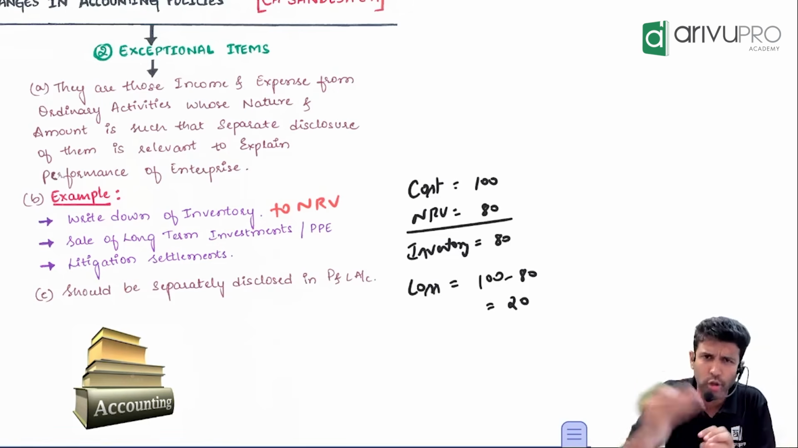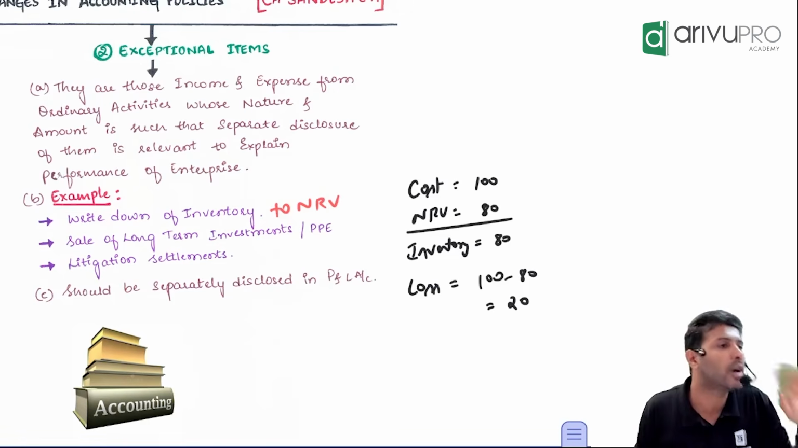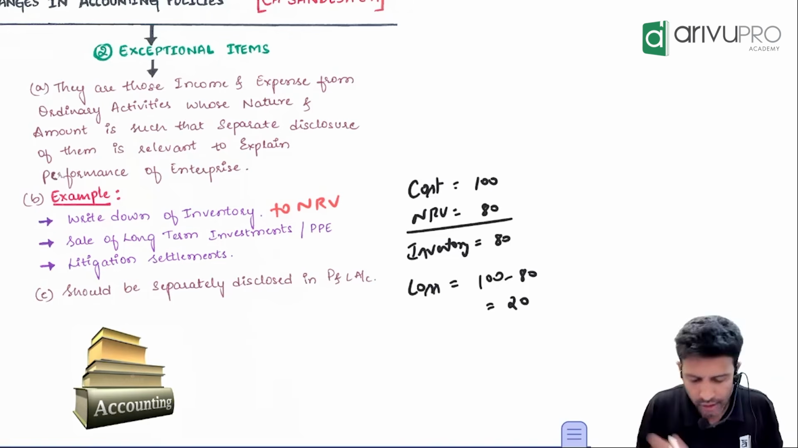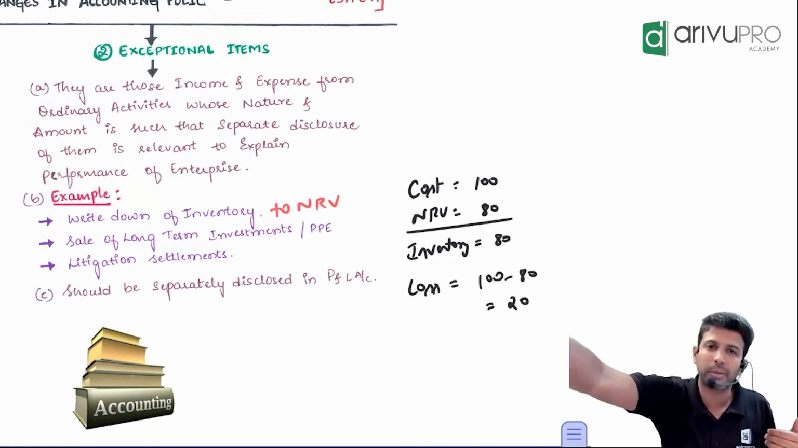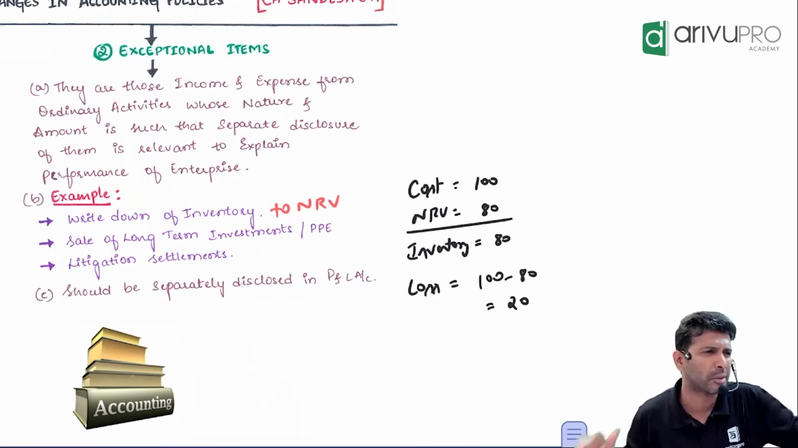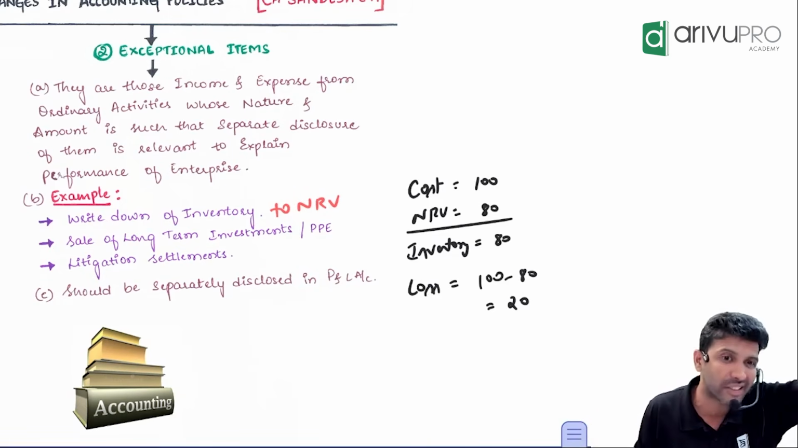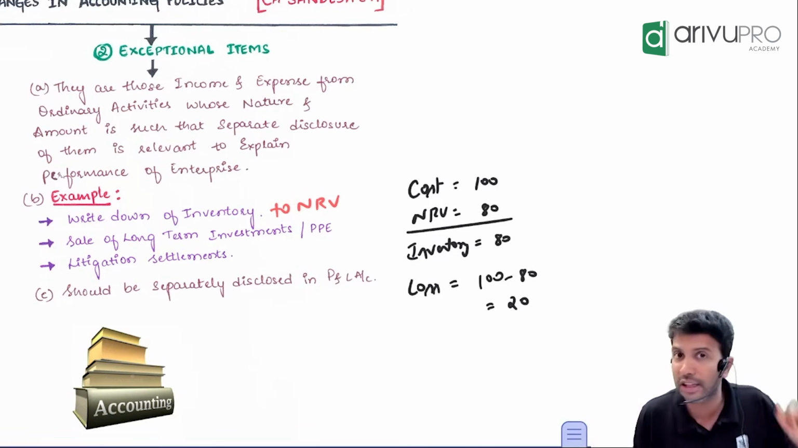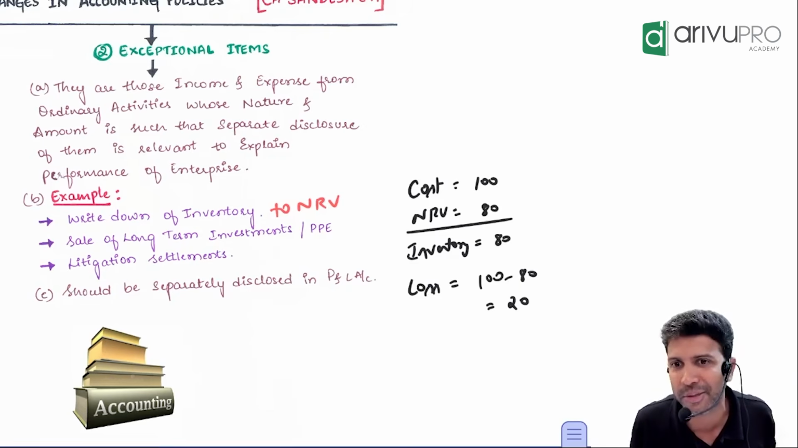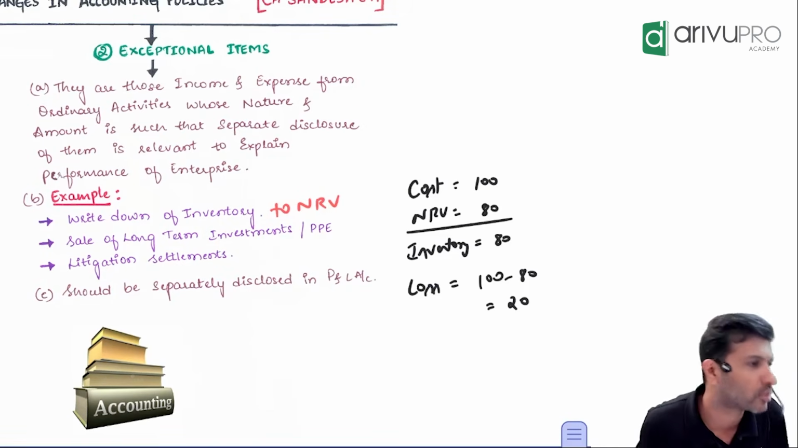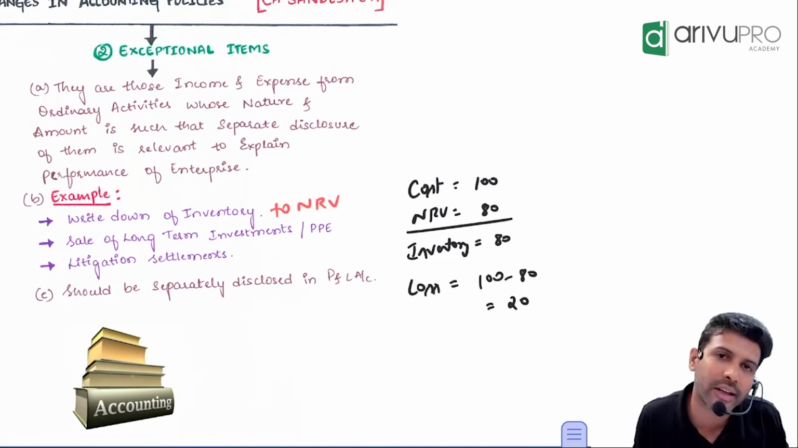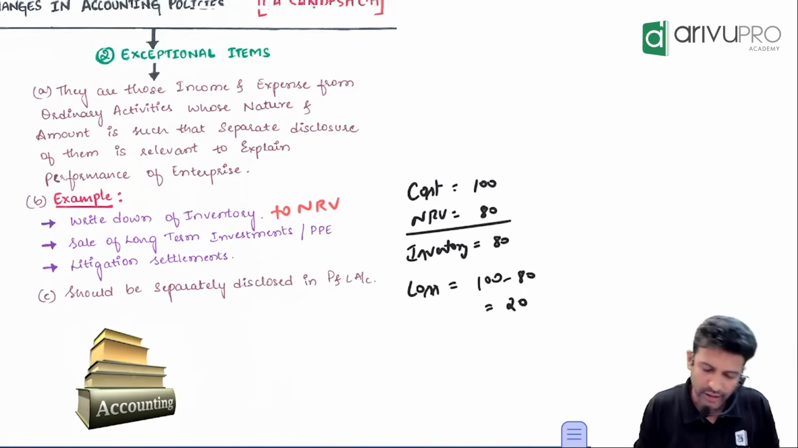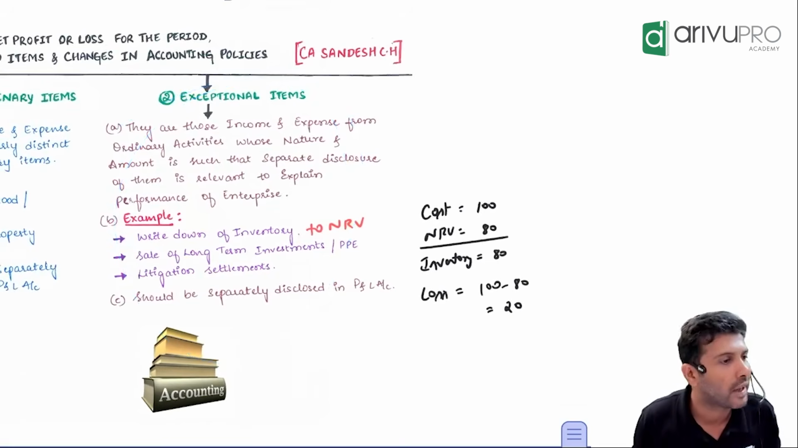It is just that we show it separately so that it will help the users. Some example: similarly, sale of a long-term investment. Sir, when you sell a long-term investment, people usually don't sell that easily. Like here, holding company, do you think they will sell subsidiary company's shares? But this year they sold off. That means some problem is there, right? So better show those items separately so that the user can understand financial statements better. They are all some of the examples of exceptional items.